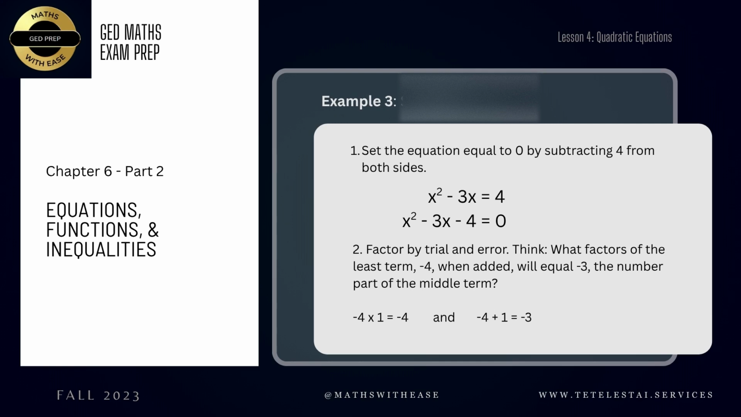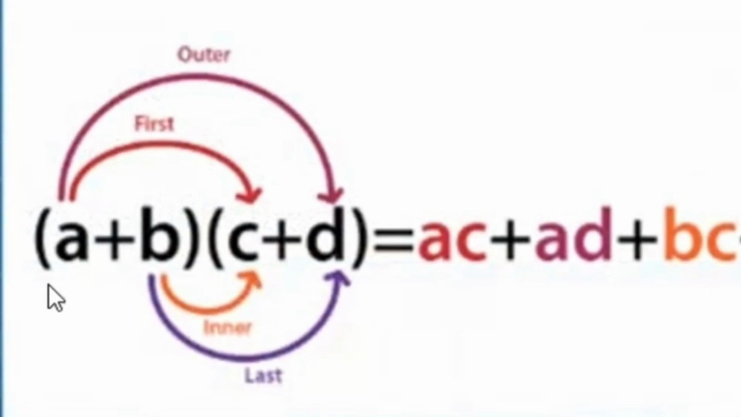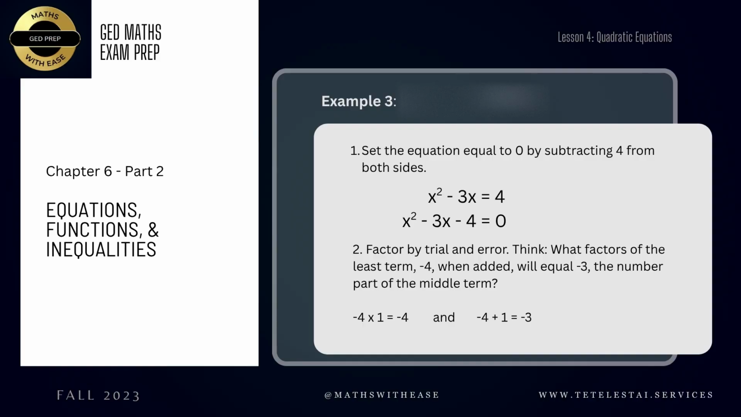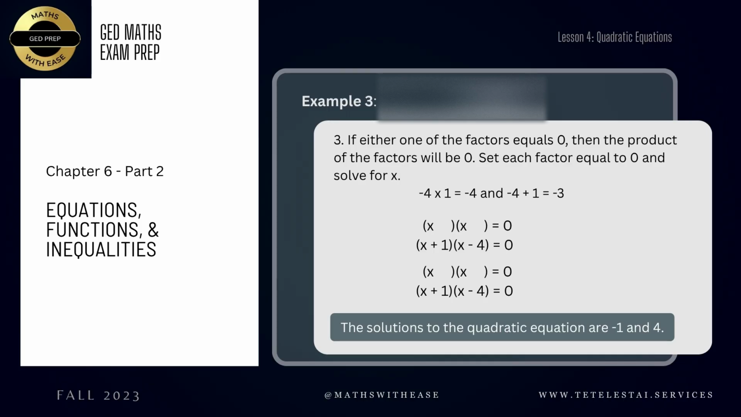When I say positive 1 and negative 4, if you recall, your factors should take on this form. So x would be here, we would have plus 1, and then x minus 4. And if you multiply those two terms together, you would get this expression right here. If either one of the factors equals 0, then the product of the terms will be 0. You want to set that factor equal to 0 and then solve for x.